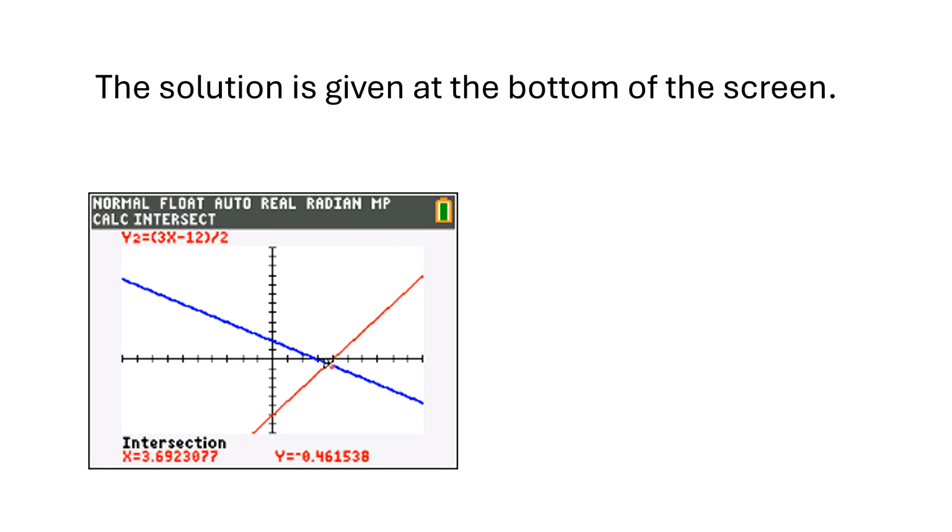The cursor will immediately go to the solution right here and give the answer. The intersection is x equals 3.692387, y equals negative 0.461538. So it doesn't care how messy it is or that there are many decimals, it's going to give you an answer.